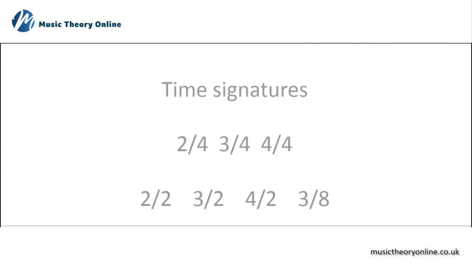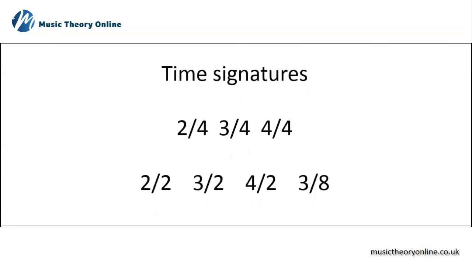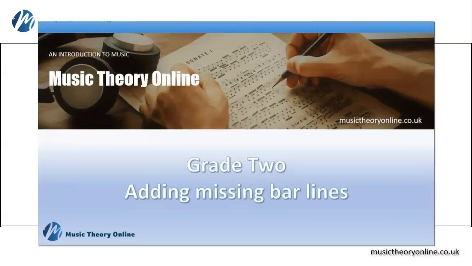So just as a recap, the time signatures we looked at in Grade 1 were 2/4, 3/4 and 4/4, which you still may need in Grade 2 because they could ask you any of these time signatures. The new time signatures we looked at were 2/2, 3/2, 4/2 and 3/8, and just as a reminder, 2/2 is 2 minims in a bar, 3/2, 3 minims in a bar, 4/2, 4 minims in a bar, and 3/8 was 3 quavers in a bar.